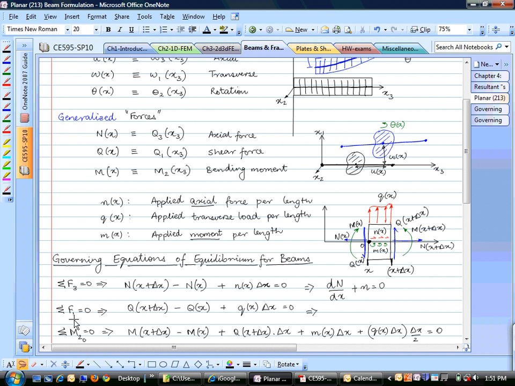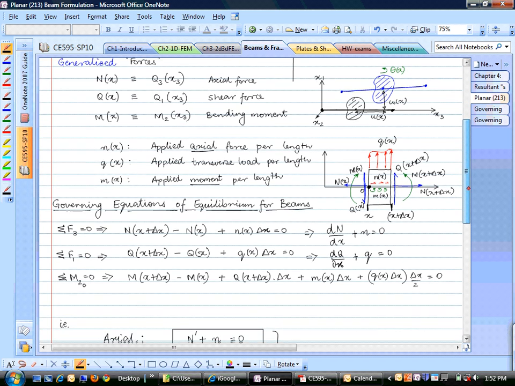Similarly, if you write out the equation for sum of forces in the one direction, that is the vertical direction, you have Q at x plus delta x minus Q at x plus this distributed load times the delta x. This could be varying within this element, but when you take delta x tend to 0, that variation will not be important. And again, if you divide this by delta x, take delta x tending to 0, we end up with the equation dQ/dx plus applied force is equal to 0. This is another similar equation that we had before.